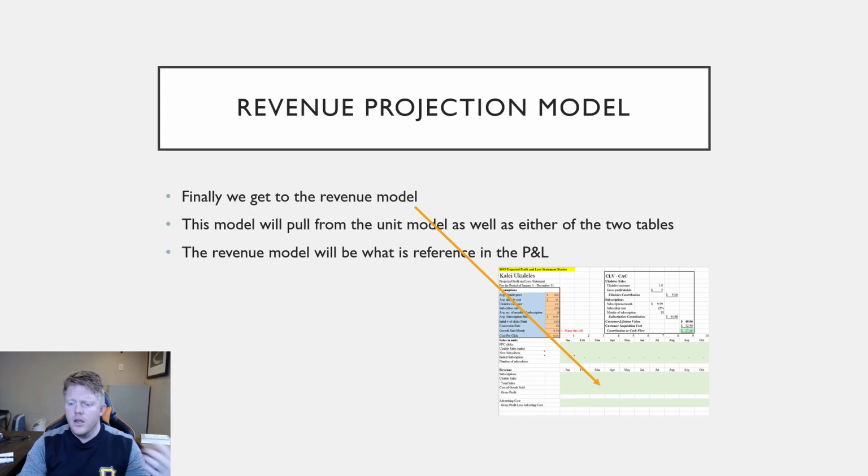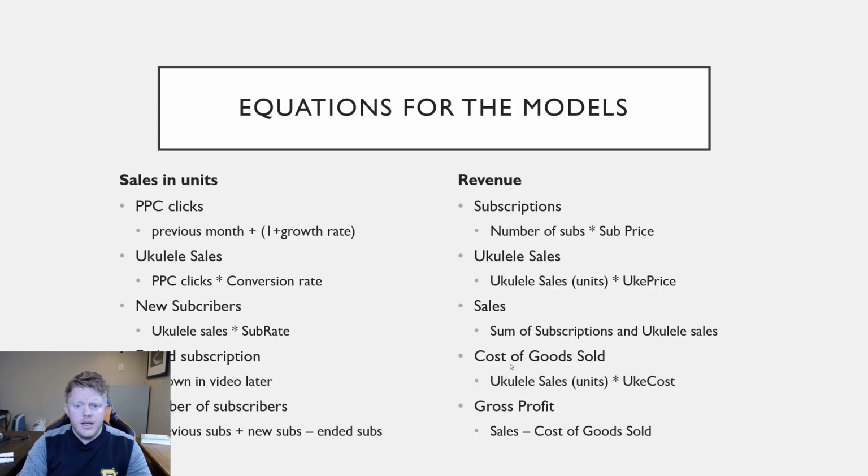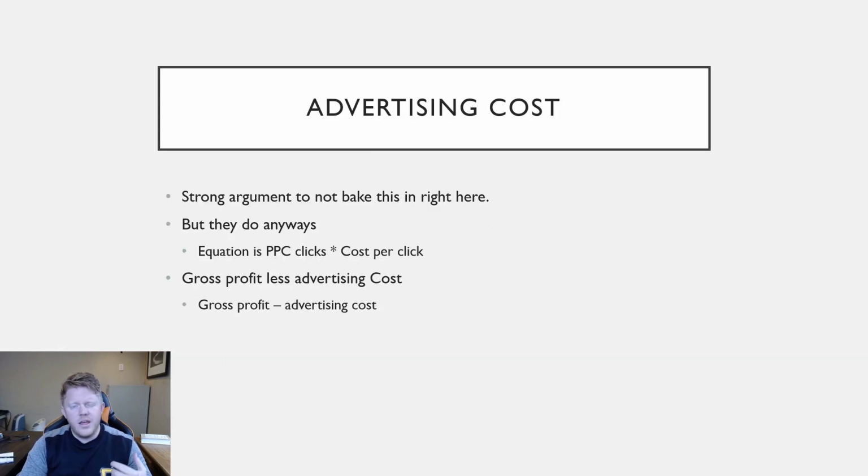Revenue projection model works very similarly as the units model, except that now in the revenue projection model, we're going to be pulling things from the cells and units model. And then this bottom model, the revenue model, is what is being referenced in your P&L. I'm not going to go over these, but here, if you want to pause the video, here are all of the equations and calculations for every line in this assignment. I will go over it real quick and show you how to do this, but for your sake, this is the equation list.